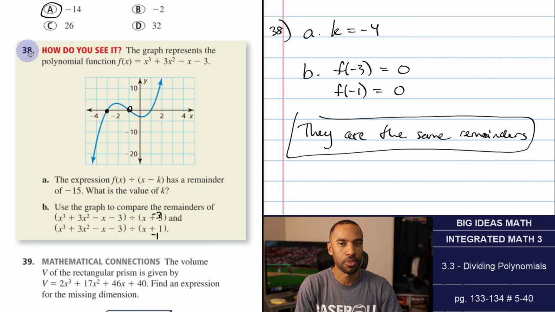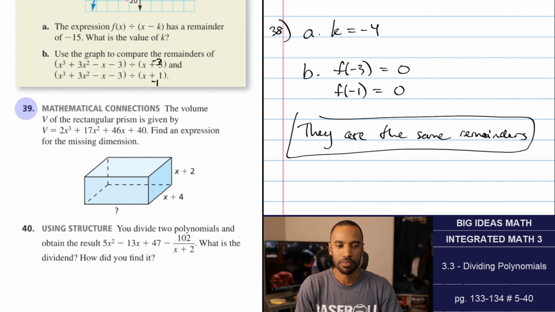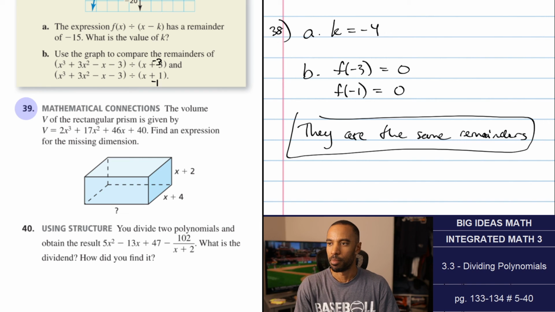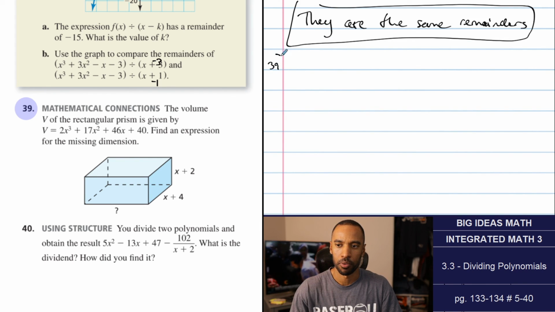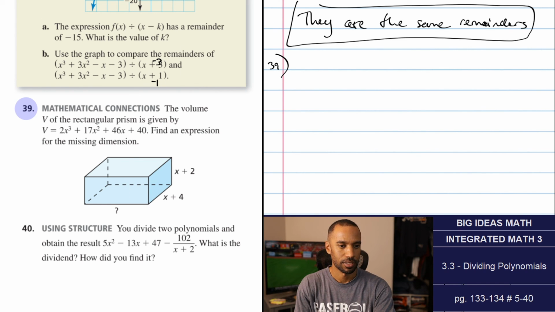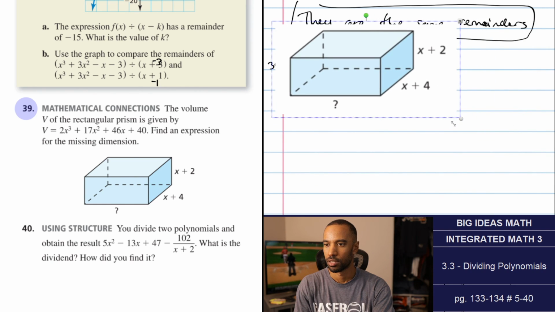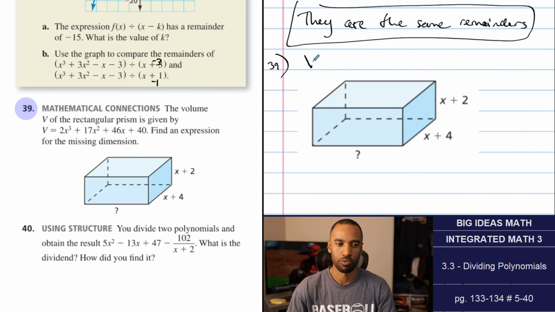Two more questions. Number 39, mathematical connections. The volume V of the rectangular prism is given by this function. Find the expression for the missing dimension. Ooh, we have options, and I want to explore both of them. So on number 39, let's copy and paste the box. You can tell me which one you most prefer when it comes to this overall.